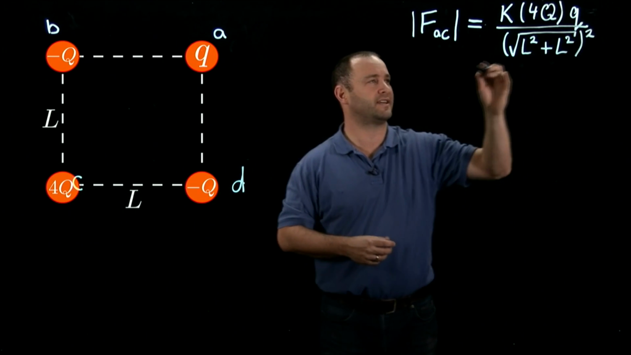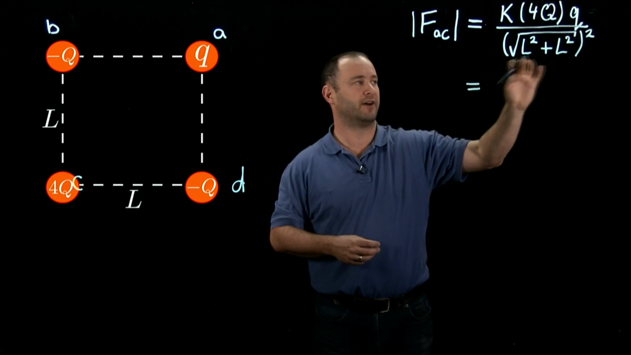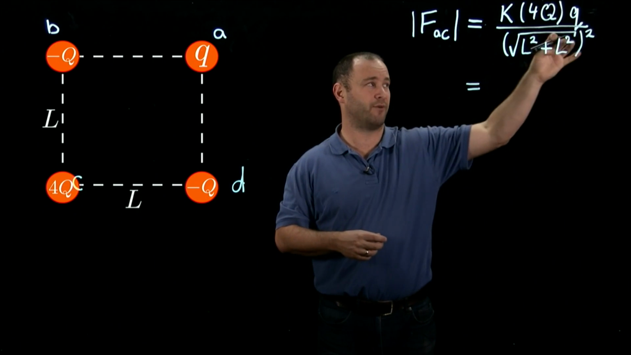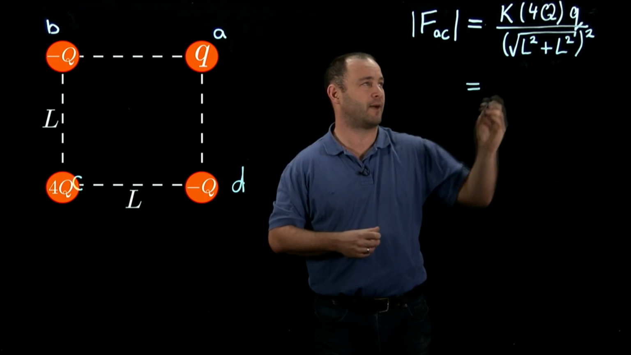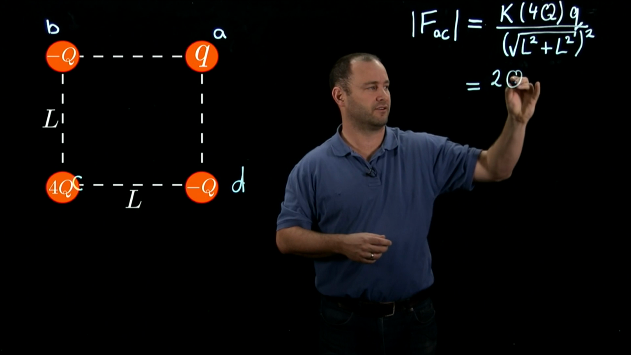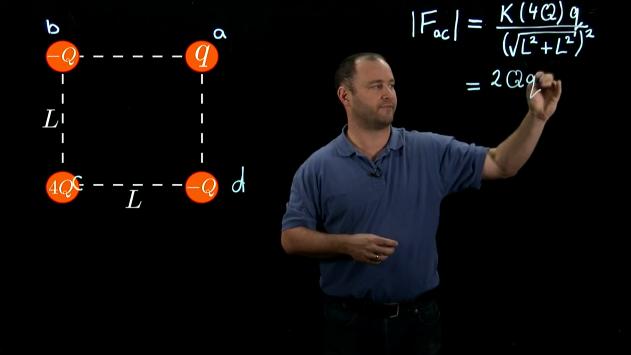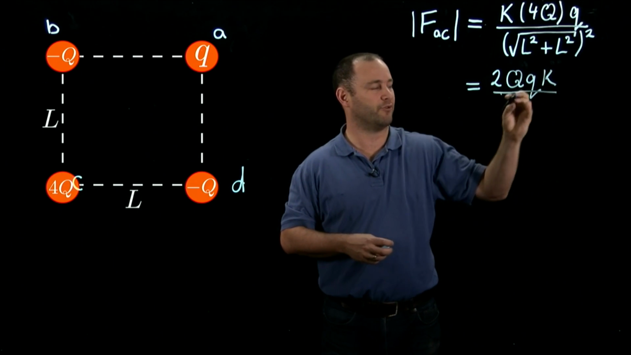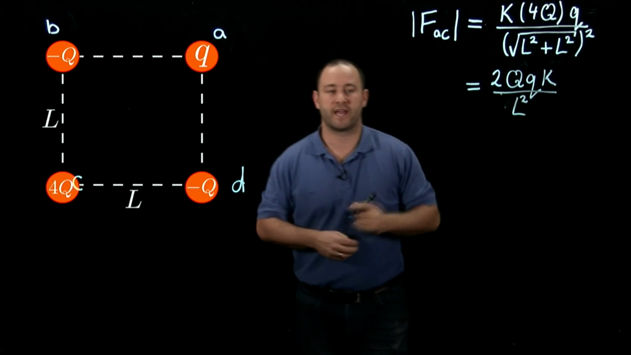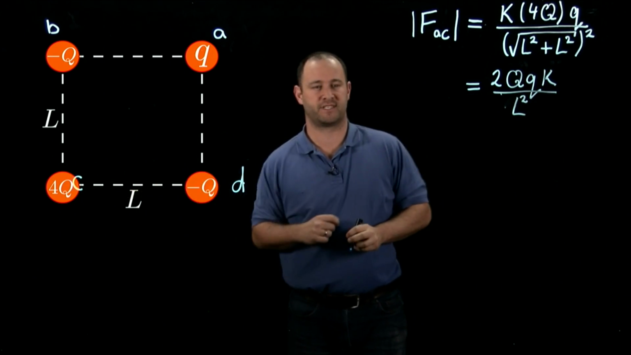So in other words, this thing just becomes L squared plus L squared, which is 2L squared. It's in a square root, but then I'm squaring, so all I end up with is a 2 on the top, which cancels with that. Q, I've left off my K, so let's put it out of order, on L squared. Okay, so this is the force that A feels from C.